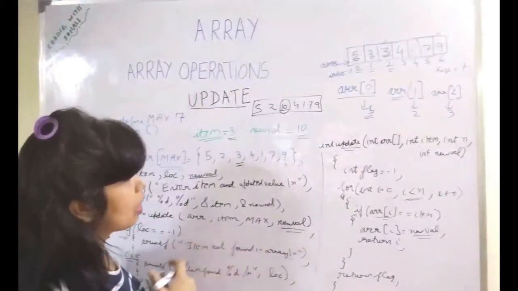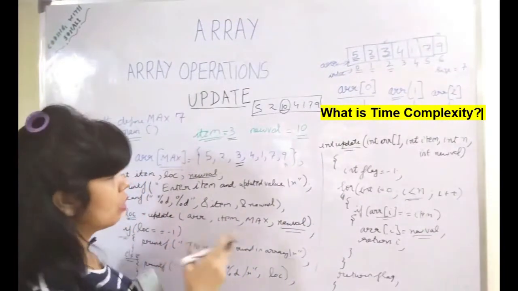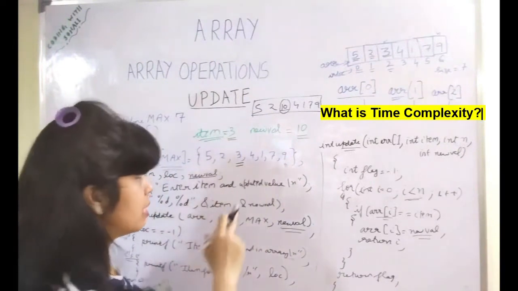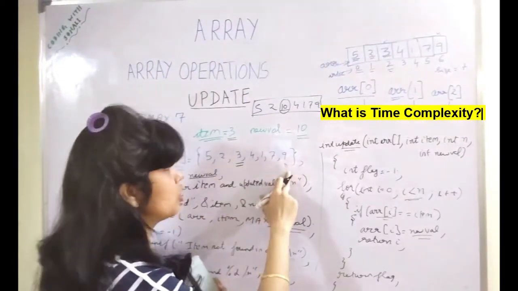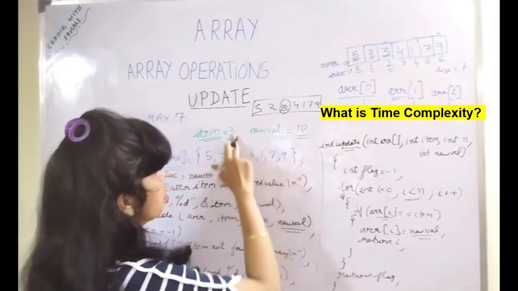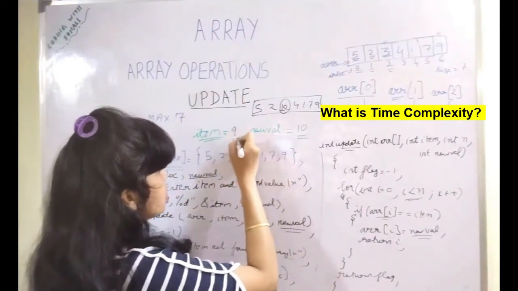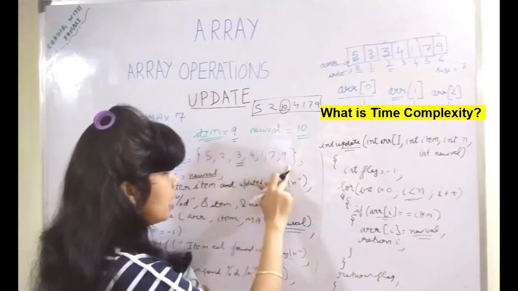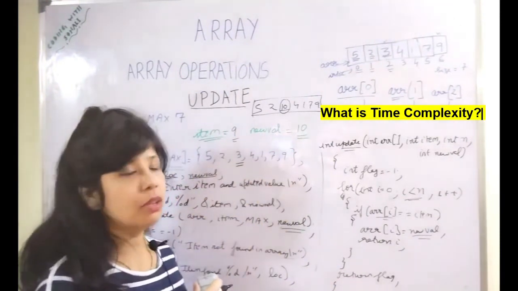So you can see here what will be the time complexity. It depends upon the location of the element. If the element which you want to update is present at the end, suppose the user enters 9. So this 9, you know, is present at the end. So you have to traverse from the beginning to the end. So that much amount of time will be required.